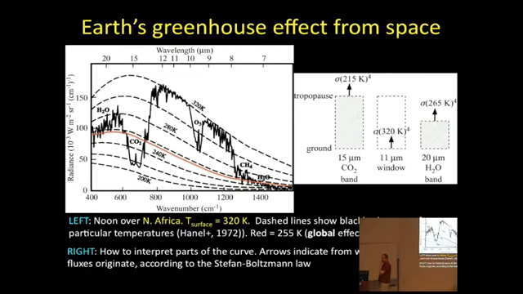So 6 Kelvin per kilometer. Yeah, so it's going to be in the middle troposphere, roughly speaking. So this is typical of, yeah, it's not too far off that, maybe a bit lower.